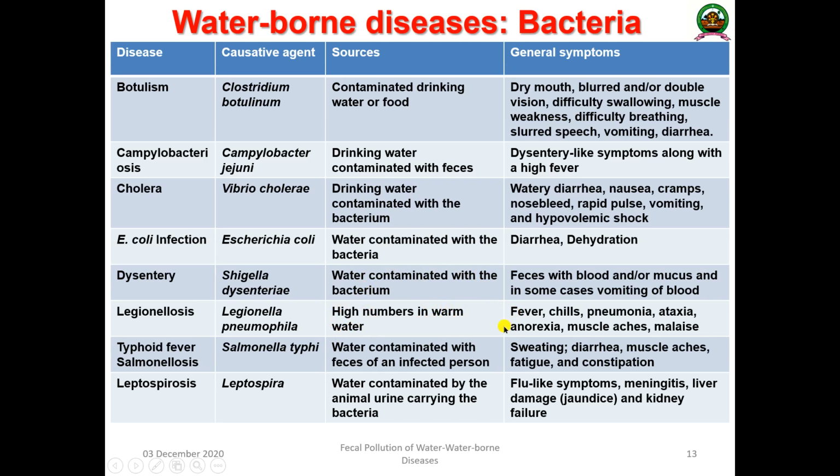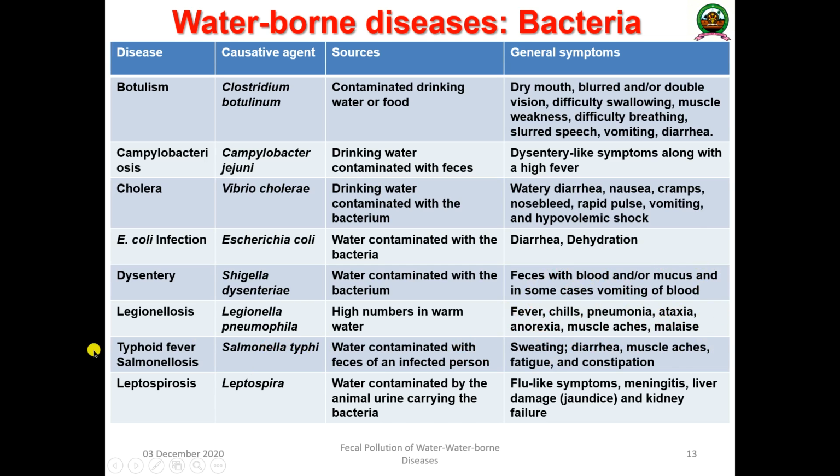Then the general symptoms like fever, chills. Always there will be chills in the body, fever, pneumonia, ataxia, anorexia, muscle ache. These are some of the typical cases. These are medical terms. If you are interested, you can ask me. Then malaise. These are some of the general symptoms.